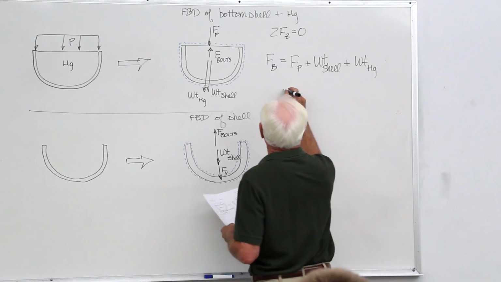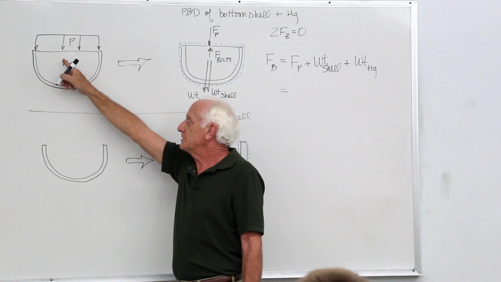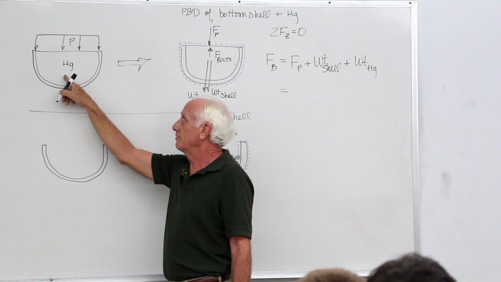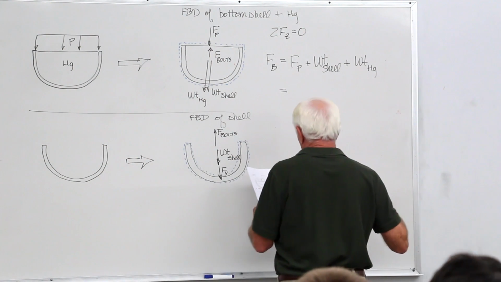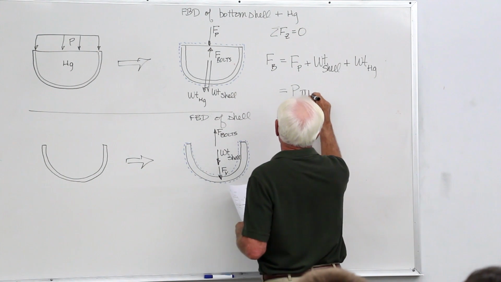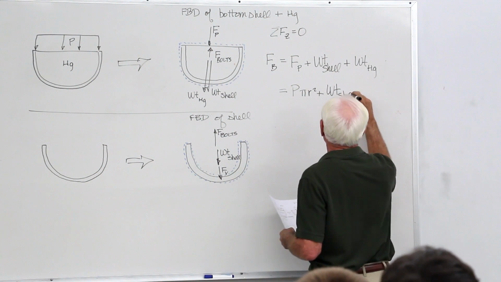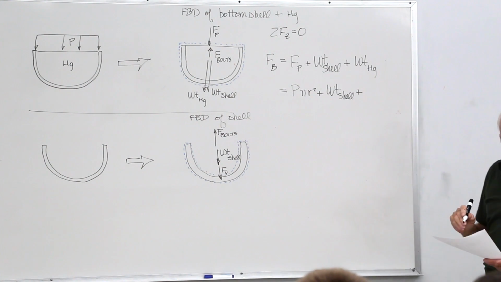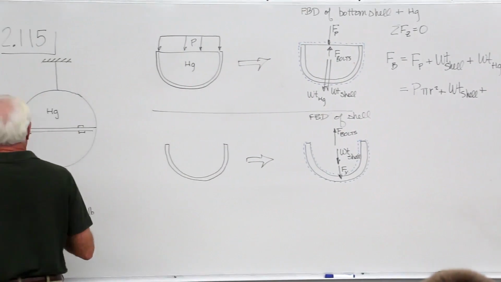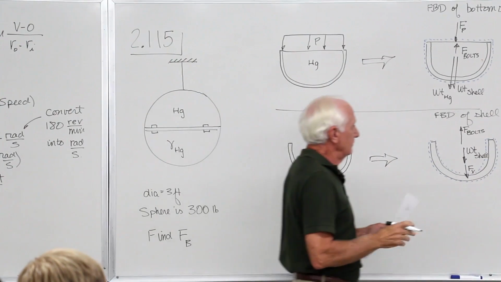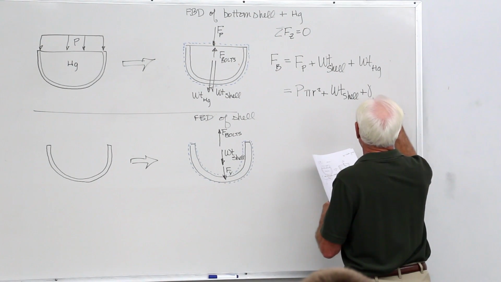Okay, let's do each one of these separately. F sub P, there's the pressure force. What's the force equal to? Pressure times area. What's the area of what? The shell or the mercury? No, the mercury. Mercury has a pressure on it. So the pressure times the area of the mercury. What is that? A circle. Pi r squared. So P times pi r squared. The weight of the shell is the weight of the shell. Now, the weight of the mercury. They give gamma of the mercury, I think, in the problem. Yeah, we know what mercury is. So gamma Hg. Okay, so we have our weight of the mercury, gamma Hg.